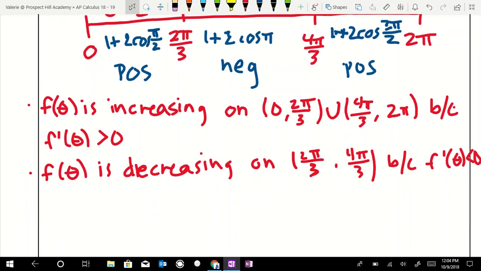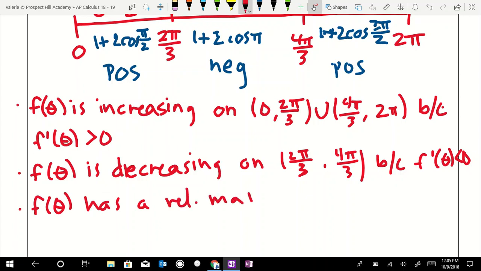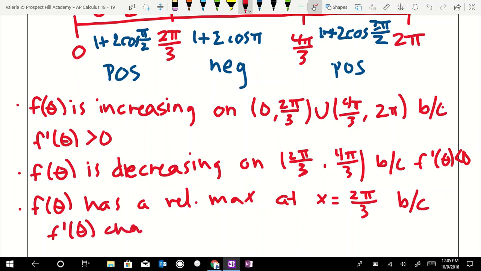All right, now we're going to look at the relative maxes and mins, if any exist. So f of theta has a relative max at x equals 2 pi over 3, because f prime of theta changes from positive to negative.